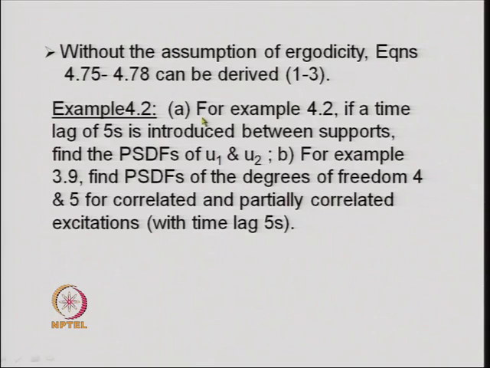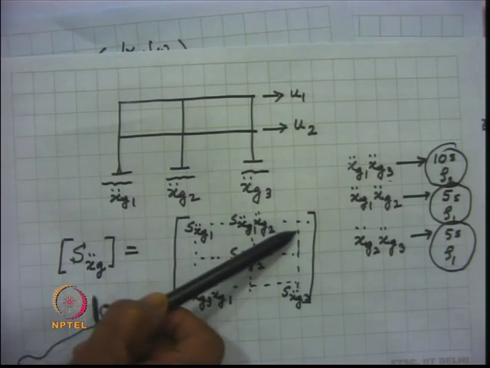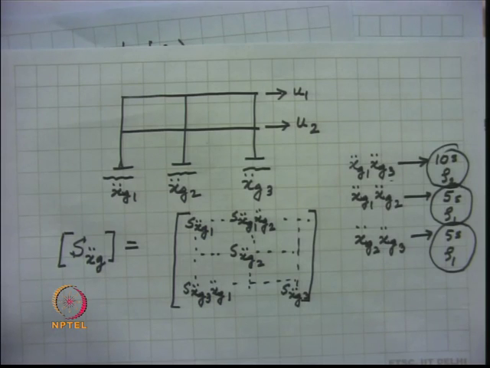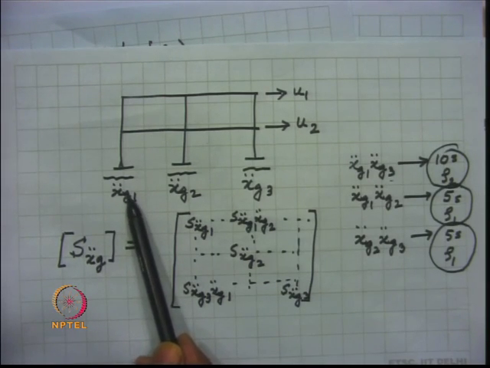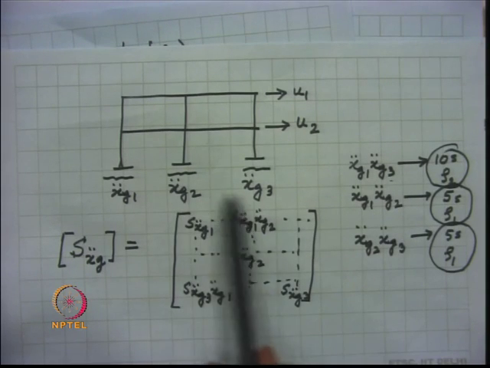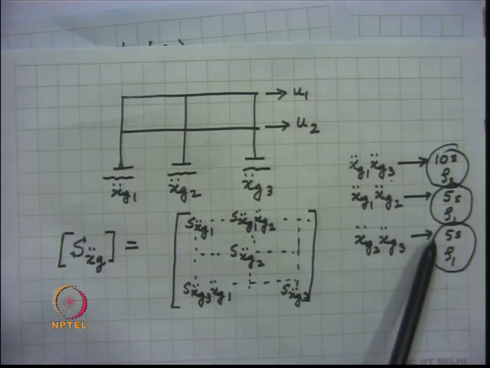Now let's solve a problem of a multi-degree or multi-point excitation system, that is example 4.2. If a time lag of 5 seconds is introduced between the supports, find the PSDF of U1 and U2. In this problem we can now assume that x double dot g1, x double dot g2 and x double dot g3 are different, and there is a time lag of 5 seconds between these excitations. So the time lag between x double dot g1 and x double dot g3 is 10 seconds, between x double dot g1 and x double dot g2 is 5 seconds, and between x double dot g2 and x double dot g3 is 5 seconds. So these are the time lags.